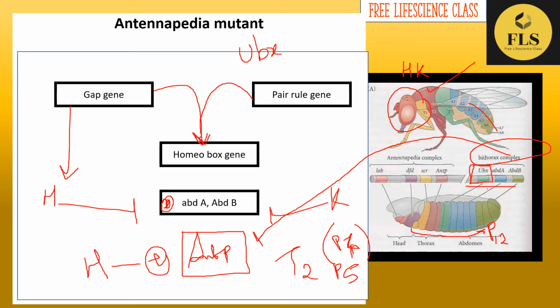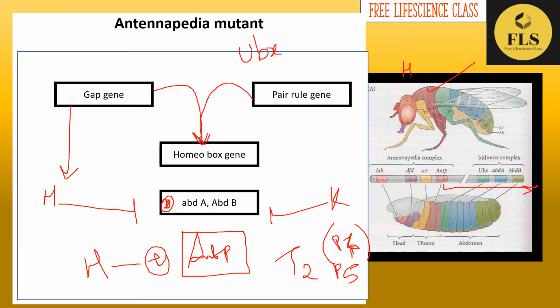If the complete bithorax complex is deleted, what happens? If the complete bithorax region is deleted, then the antennapedia expression will be seen throughout the bithorax region. So this antennapedia expression will extend posteriorly up to parasegment 12. But such larva will not survive. This will be the result: antennapedia will be seen up to parasegment 12, but such larva cannot survive.